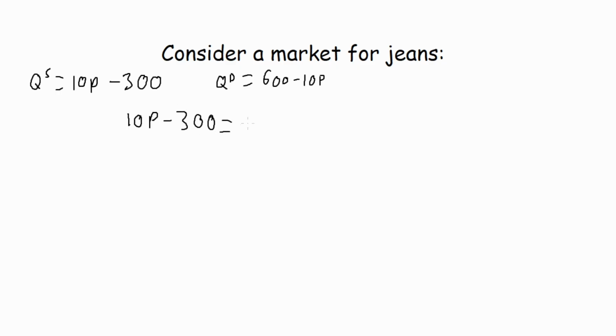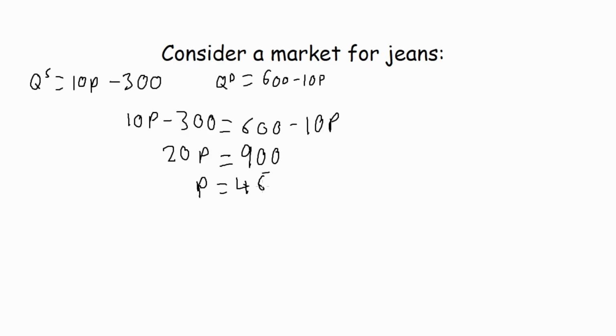10p minus 300 is equal to 600 minus 10p. So then moving all the p's over to this side, this will look like 20p equals 900, and then we can put this into our calculator to find the value of p, which will be 45. So we know that in market equilibrium the price for jeans is $45.